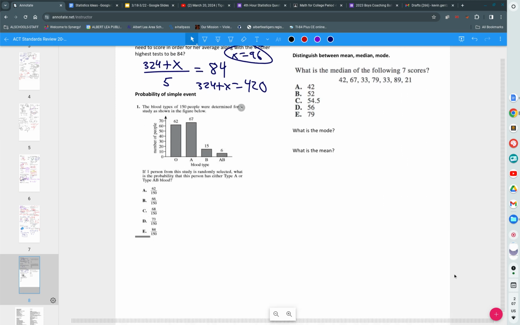2 more problems today and we're done. Blood types of 150 people were determined for a study, and it's shown below. If one person is chosen at random, what is the probability this person has either type A or type AB blood? You got 5 choices. Take 40 seconds, see if you get the right choice.